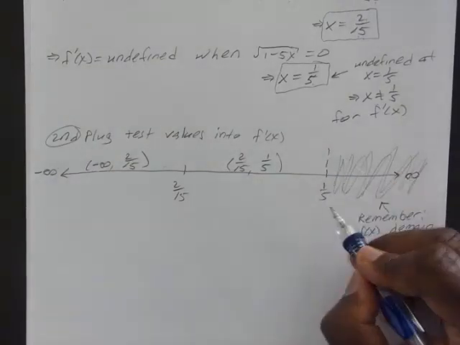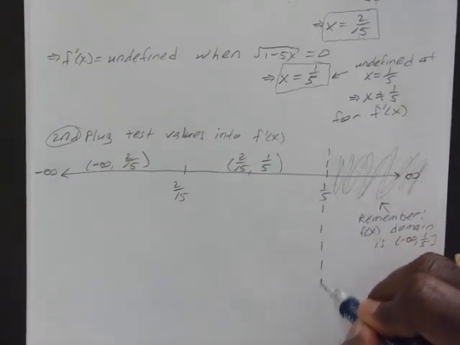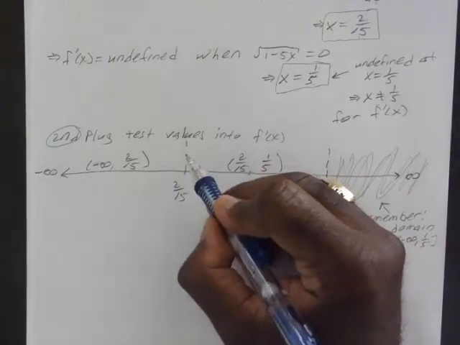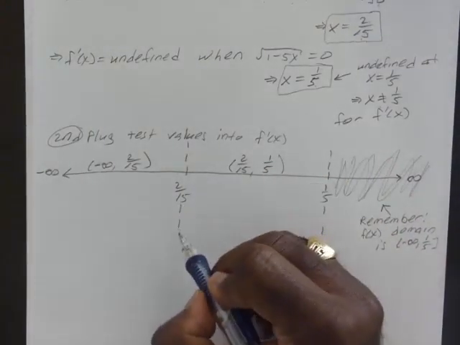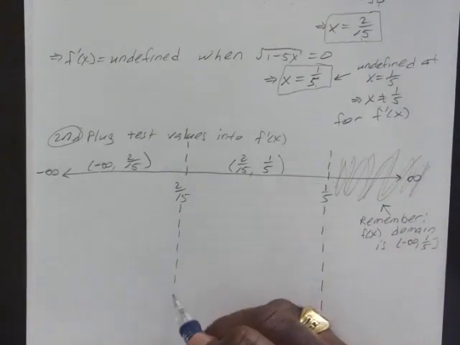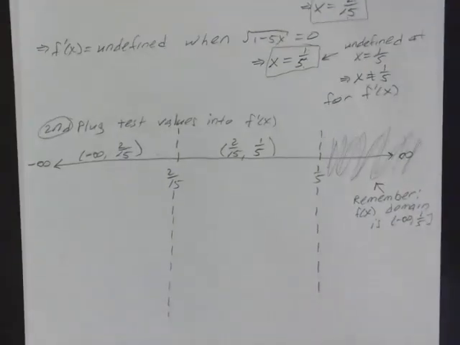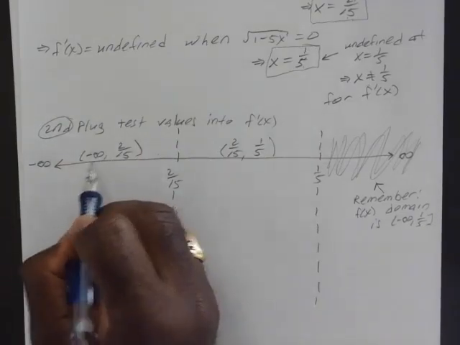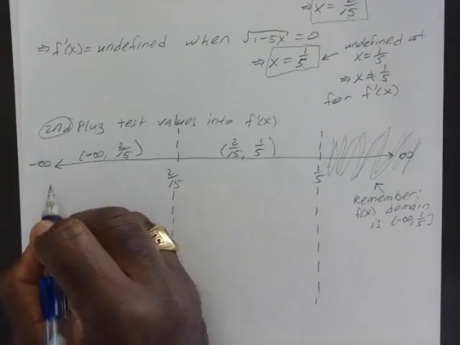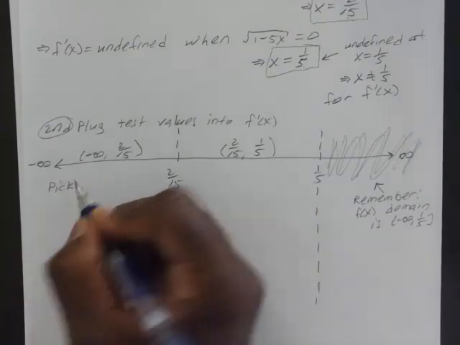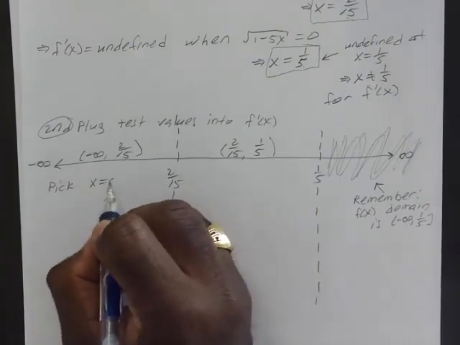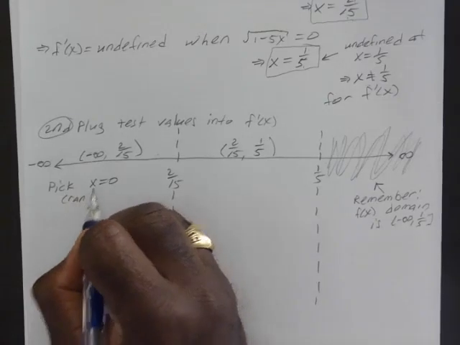Okay. So this one, we know it can't equal 1/5, so we'll go ahead and draw our slash line. It can't equal 1/5, so we'll separate it that way. Okay, so from negative infinity to 2/15, since one's negative and one's positive, I'm just going to pick my favorite, x equals 0.